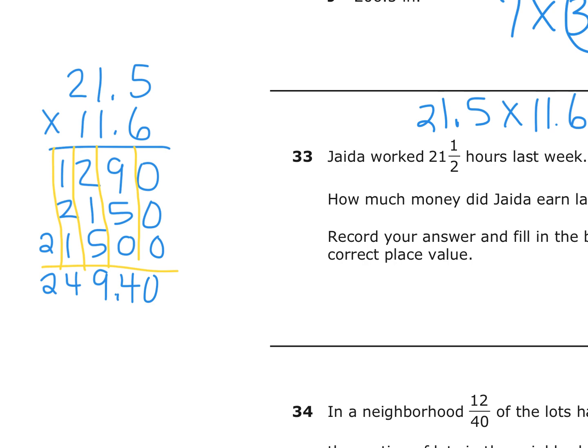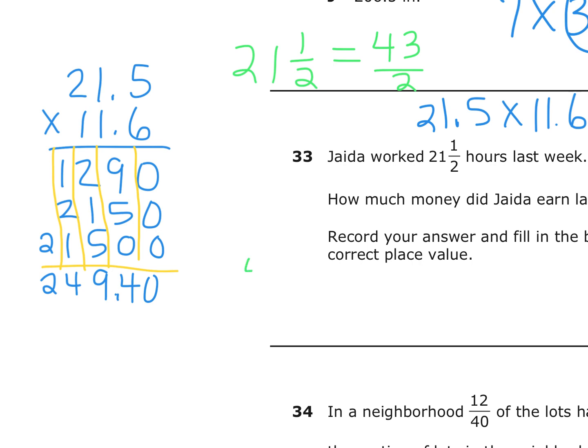Now, is there another way of doing this problem? Yes, there's many ways of doing this problem. You don't have to do it that way. Let me see if there's another way that we could work this out. 21.5 is 21.5. If I change that to an improper fraction, 2 times 21 is 42 plus 1, that's 43. So as an improper fraction, that's 43 over 2. So that's 43 halves. And if I take half of 1160, that's 580.